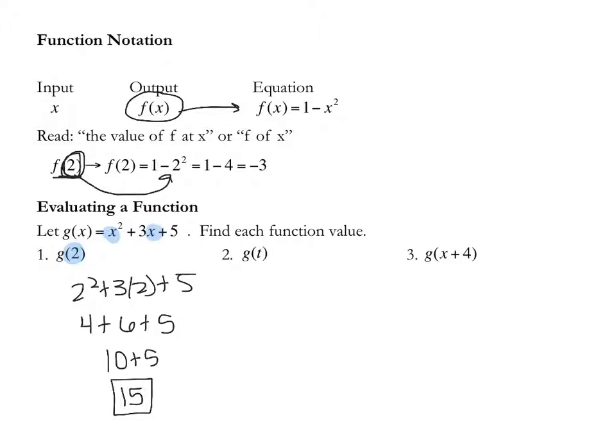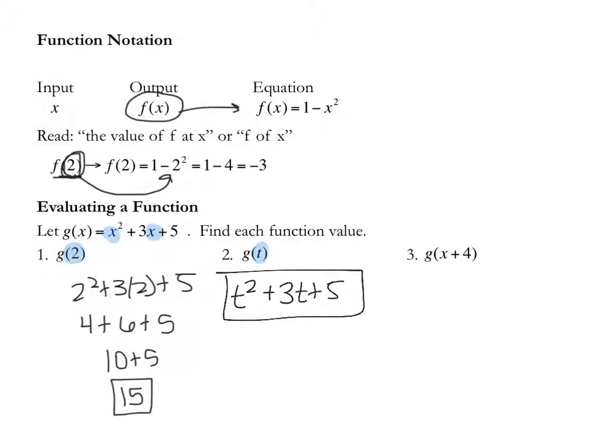In number 2, they're asking us to input that t. So instead of the x's, those are all going to swap out to be t's. So it's going to be t squared plus 3t plus 5. And that's just your answer. You don't have to try and simplify that at all. You're just trying to figure out what the expression is that would happen if we input t.